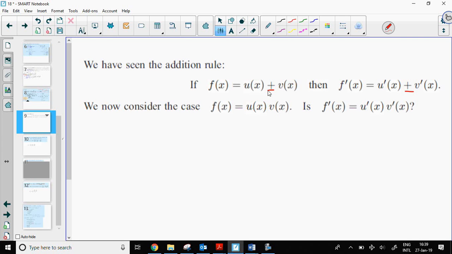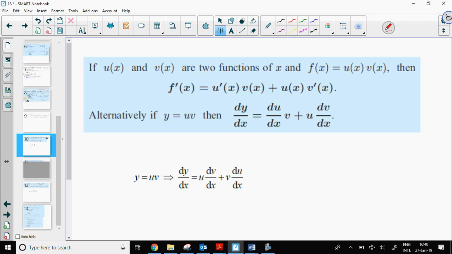Is this true? If f is a product of 2 functions, is its derivative then just the product of 2 derivatives? Of course not. If it was, we would have mentioned that back in the basics. No, no, no. This is the product rule. And I like the way the book writes this one down. This is how I like to imagine it. That's how I have it in my head.